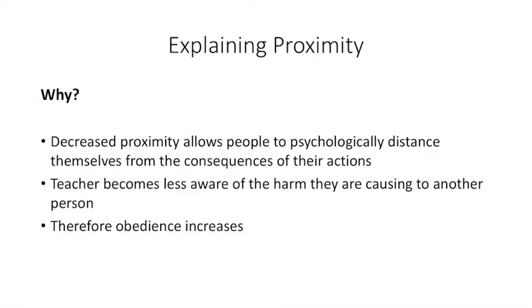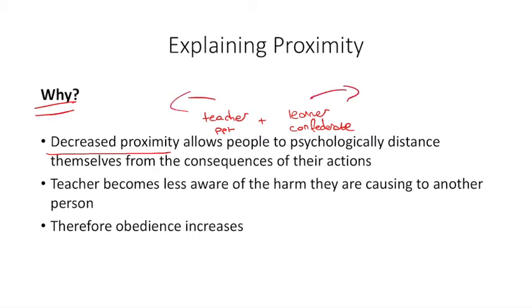So why does this happen? Why does proximity have such a significant effect on obedience rates? Well, when we decrease the proximity, in this case between the teacher, the real participant, and the learner, the confederate, so when we decrease the proximity, i.e. they're further away, it allows people to psychologically distance themselves from the consequences of their actions.